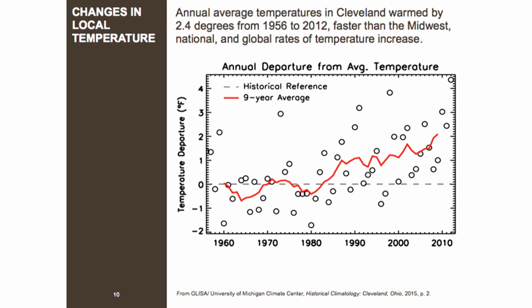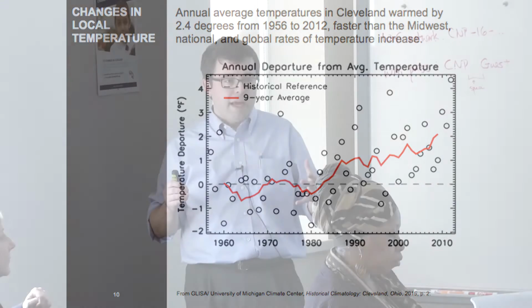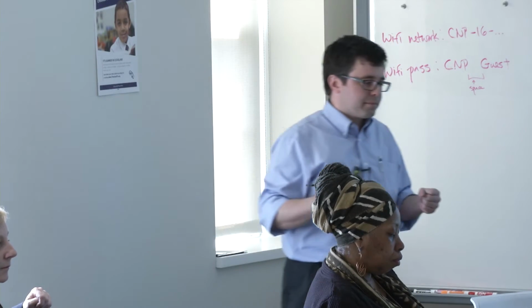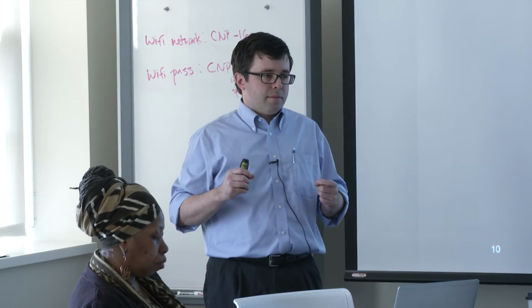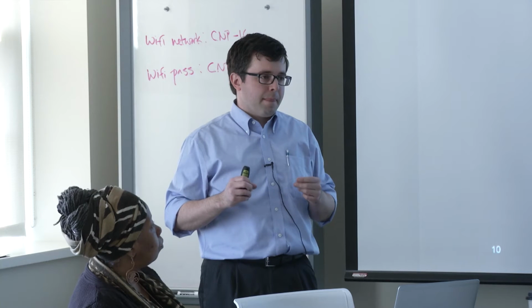And that's about 3 times the global rate of warming, and about 2.5 times what we've actually seen in the Midwest. Do you think that's because we're an industrial city, or because the population is less than before? I mean, why would we be so unique?